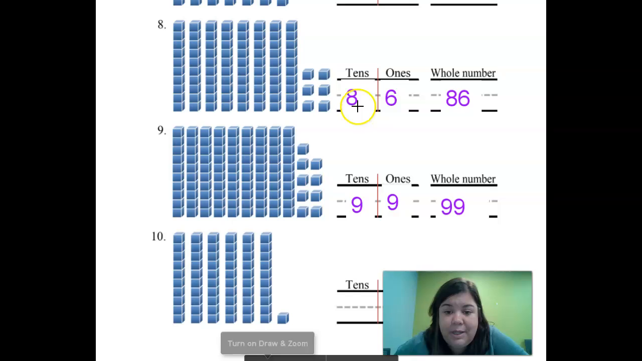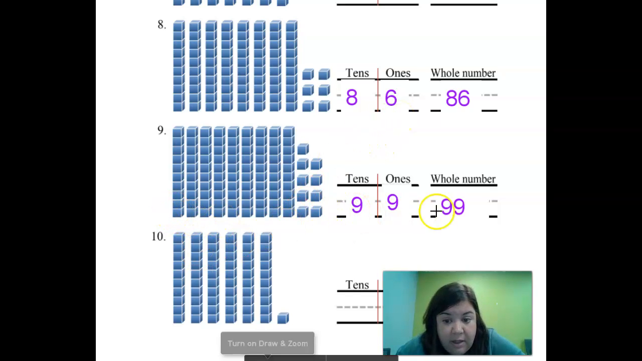What did you get? Did you get 8 tens and 6 ones for a whole number of 86? If you didn't, maybe you just miscounted. Let's count again. Let's make sure we both got the correct answer. 1, 2, 3, 4, 5, 6, 7, 8. 1, 2, 3, 4, 5, 6. 8 tens and 6 ones. You always want to double check your answer to make sure that you have the right one.